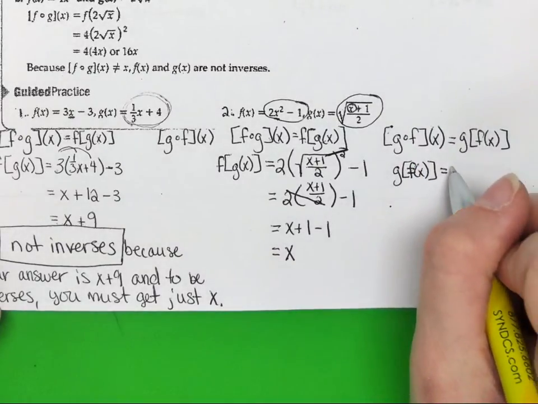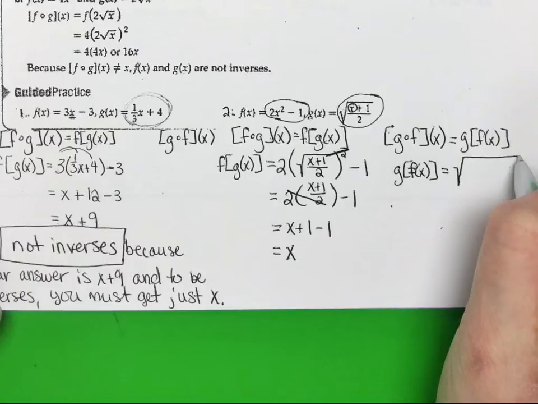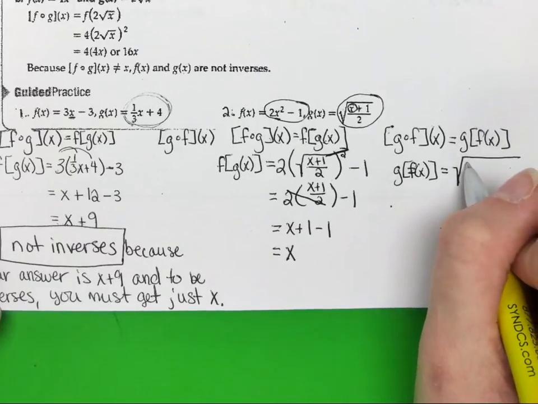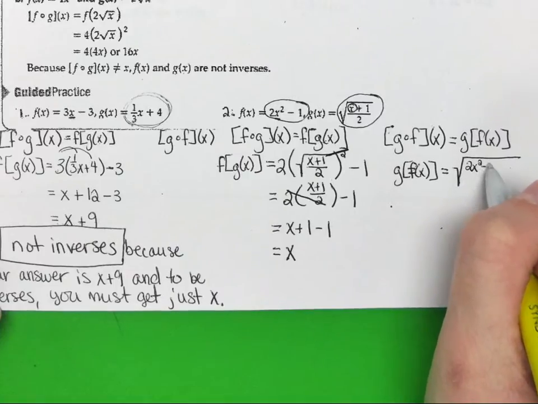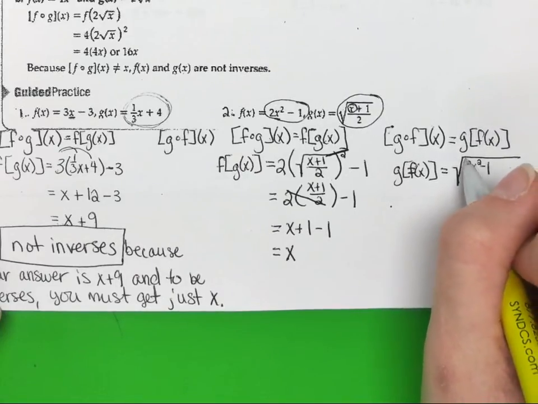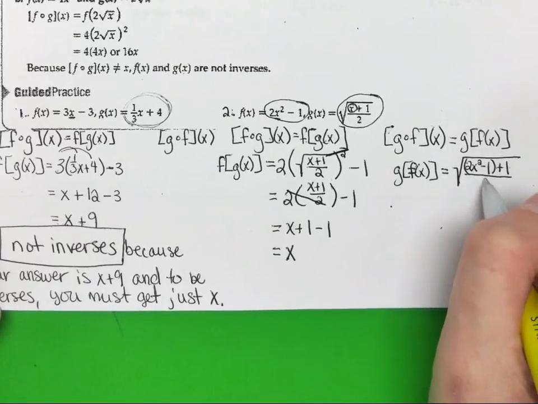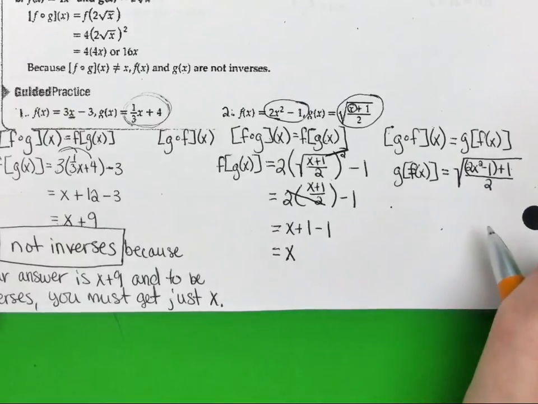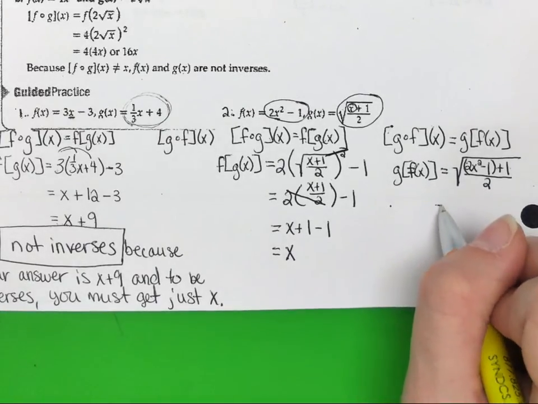So we have square root, but I'm not going to put x. I'm going to put f of x, which is 2x squared minus 1. And then after that is plus 1 over 2. Whew, that looks like a hot mess right there. All right, let's see what happens.